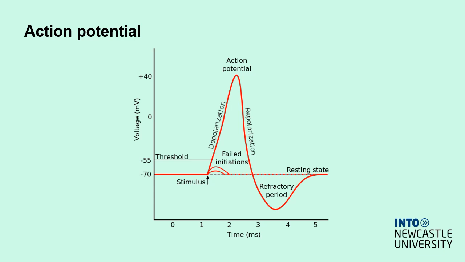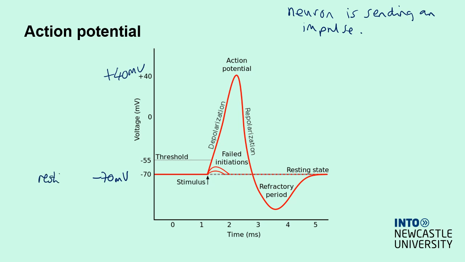There is loads of information on this graph, but this is an action potential, and that's what we're going to be talking about today. An action potential occurs when the neuron is sending an impulse down an axon, and we are going to get a change from minus 70 up to plus 40 millivolts and then back down again. So this is the resting potential, and the reversal up to plus 40 is the action potential.